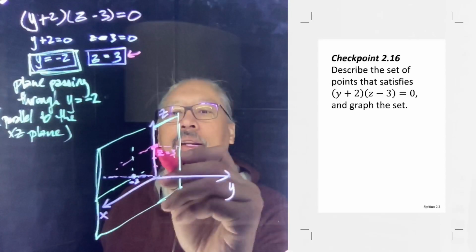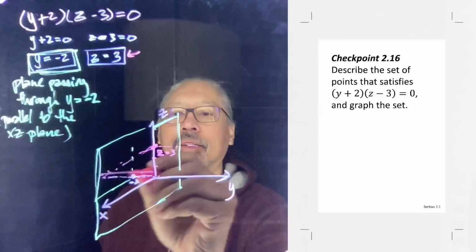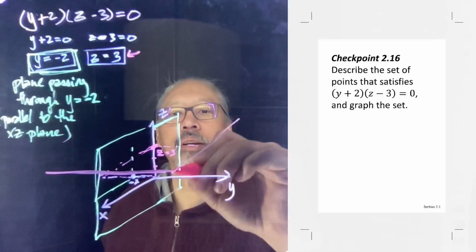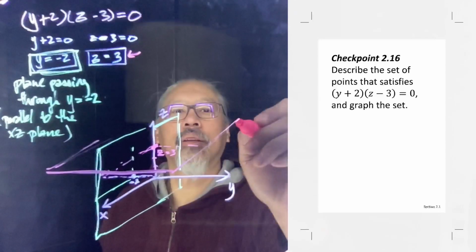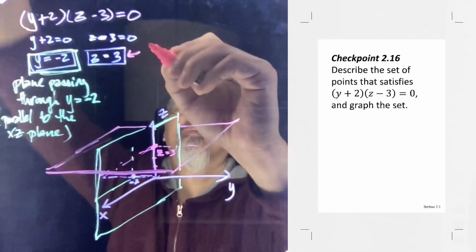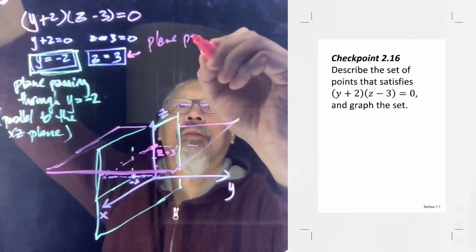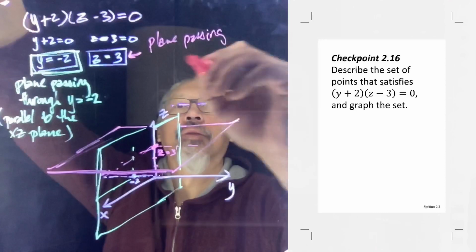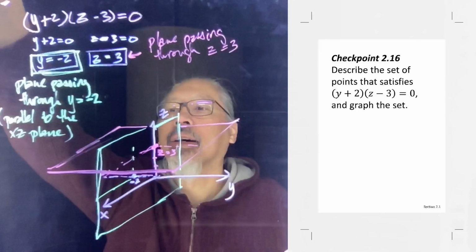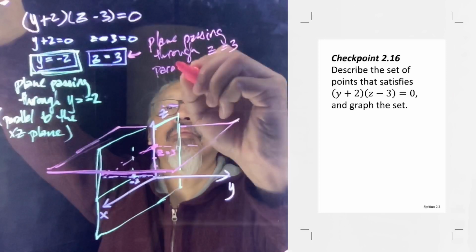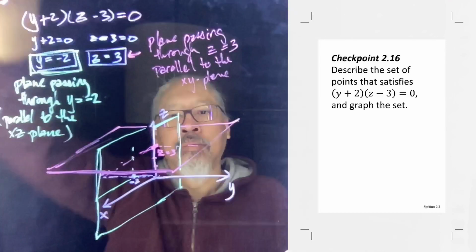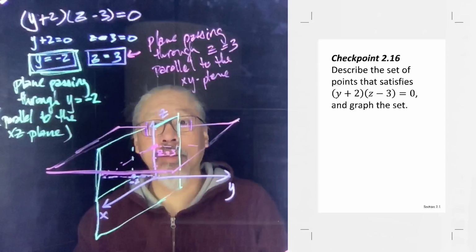So again, that's going to describe a plane, and the plane that it'll describe is going to be kind of tricky to draw, but it'll be a plane that is parallel to the xy plane, passing through z is equal to 3, and then parallel to the xy plane. Okay. So these two planes are drawn here.